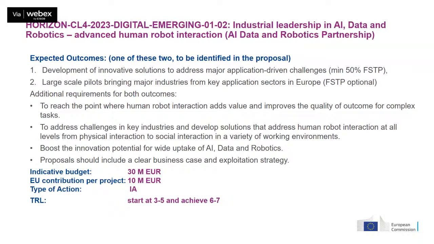The type of actions is innovation actions. And regarding the technology readiness levels, the proposal should start the development with systems already at a level of between 3 and 5. And by the end of the project, these systems should achieve TRLs 6 or 7.